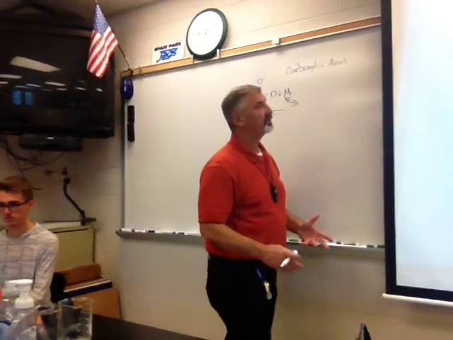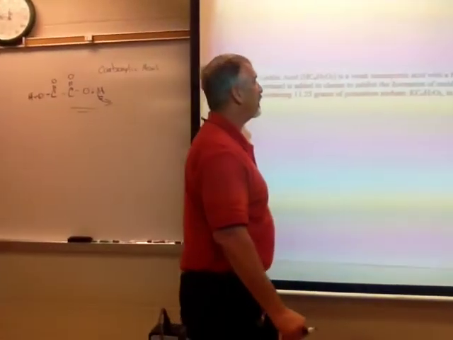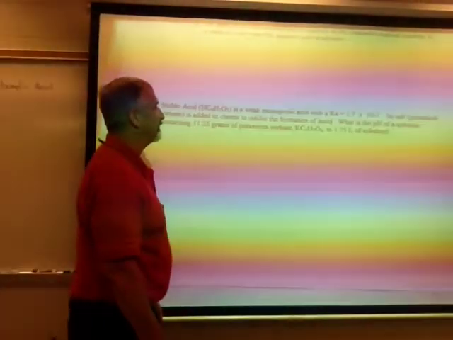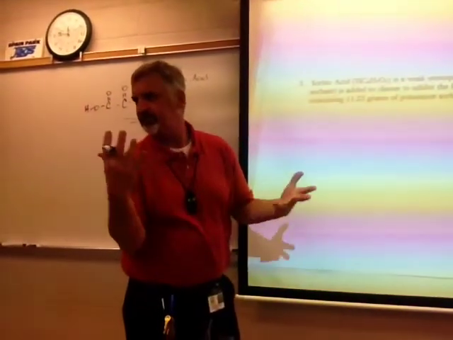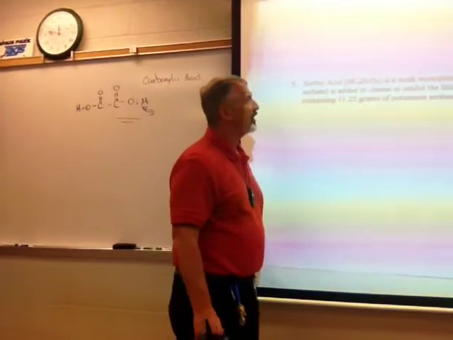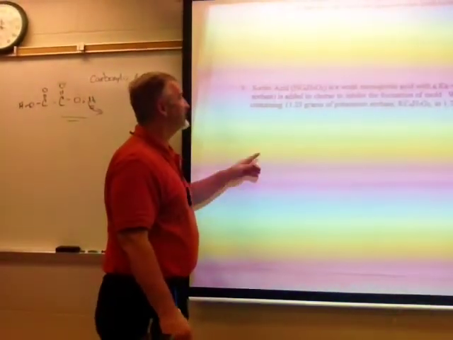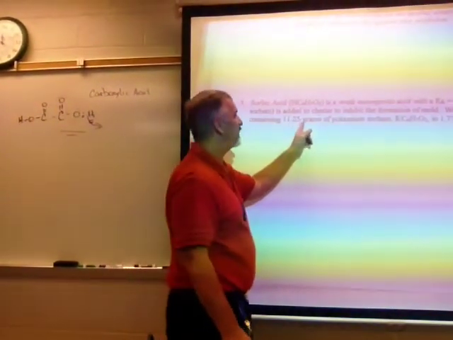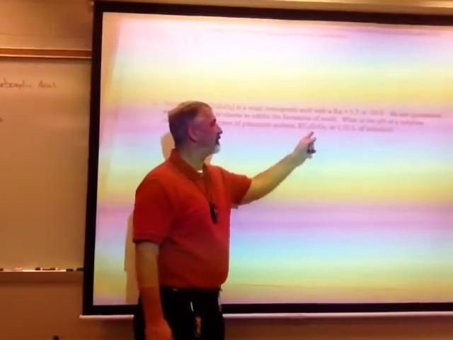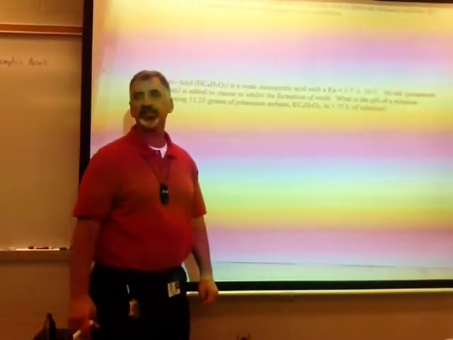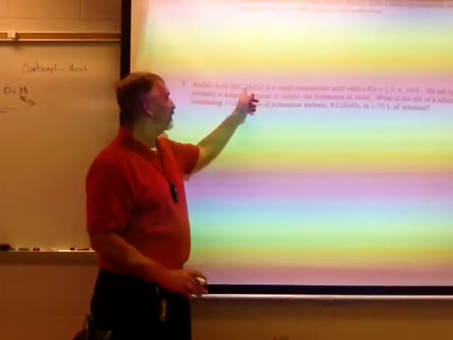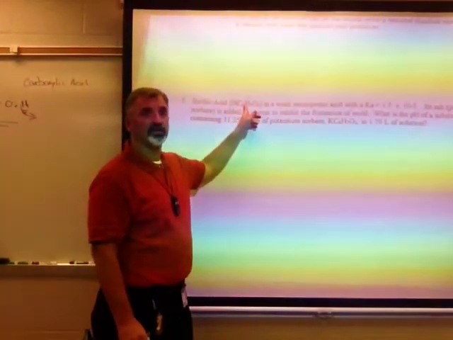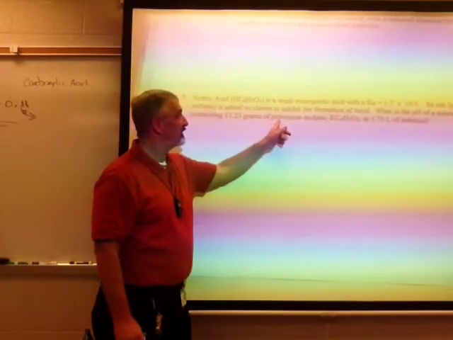All right. So, sorbic acid is a weak monoprotic acid with a Ka of 1.7 times 10 to the minus 5. Its salt, potassium sorbate, is added to cheese to inhibit the formation of mold. All of that is very nice. Okay. What is the pH of a solution containing 11.25 grams of potassium sorbate in 1.75 liters? So, what is going into water? Are you putting any of this into water? No. We're putting the salt into water.